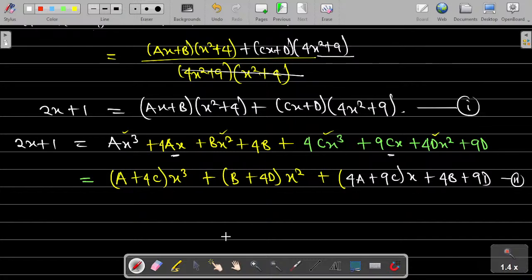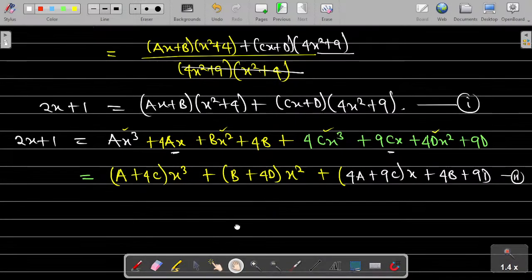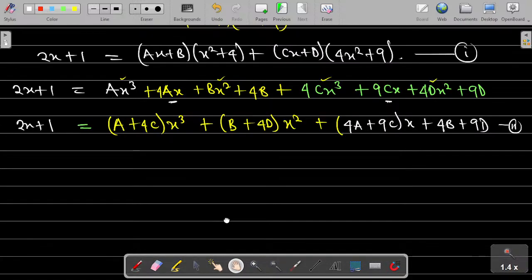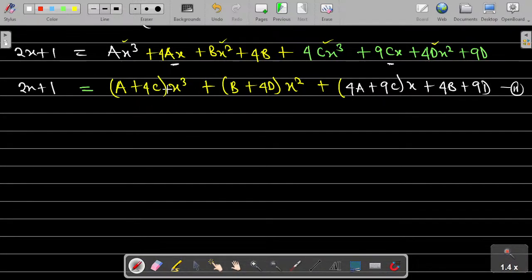Okay, so what do we do next? We will now try to compare both sides of the equation. So recall that here is 2x plus 1, and so in comparing both sides of the equation, the coefficient of x cubed will be equal to the coefficient of x cubed on that side, and the same applies to x squared, x, and so on. So what that means is, and that's where they said we should now set up the equations and solve. Okay, so let me give some demarcations here that will help us. All right, so let's start our equations.